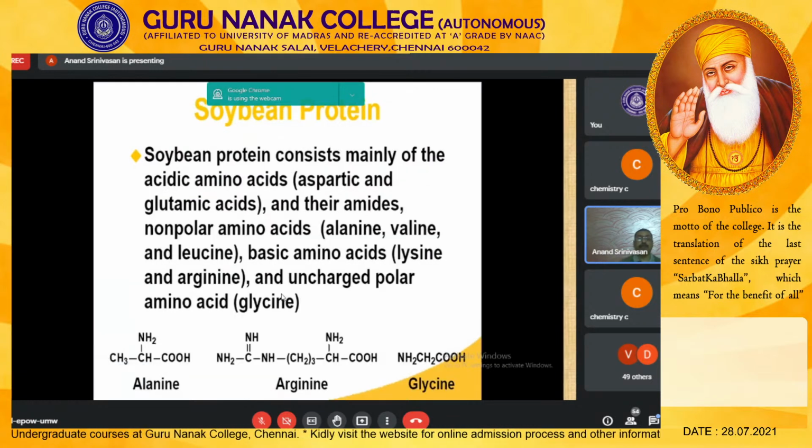Similarly, you can see these are the structures: alanine, arginine, and glycine. Again, the functional groups are very important. You can see NH2, COOH, and C double bond NH. So you try to utilize these functional groups and make different products using the chemistry that you are familiar with. And these products can be put into use for various applications.